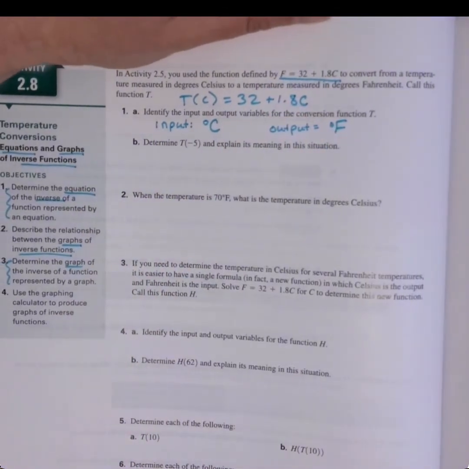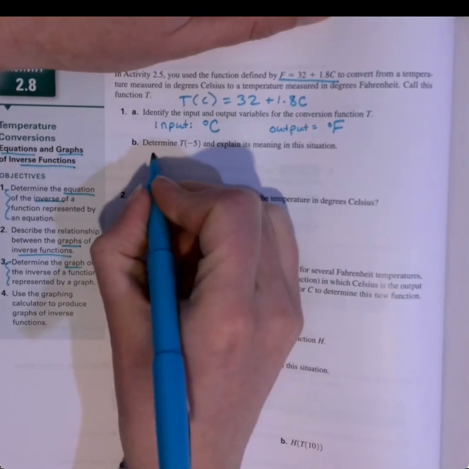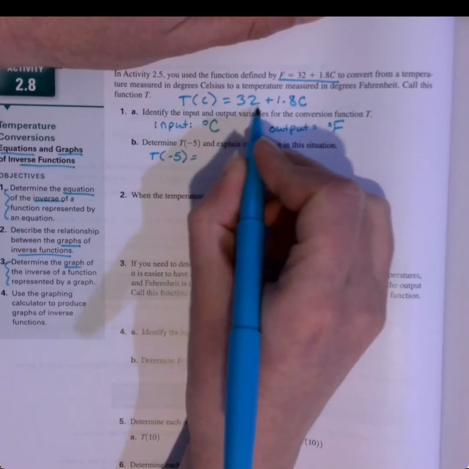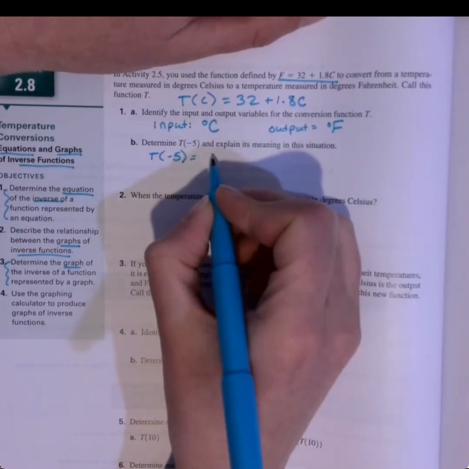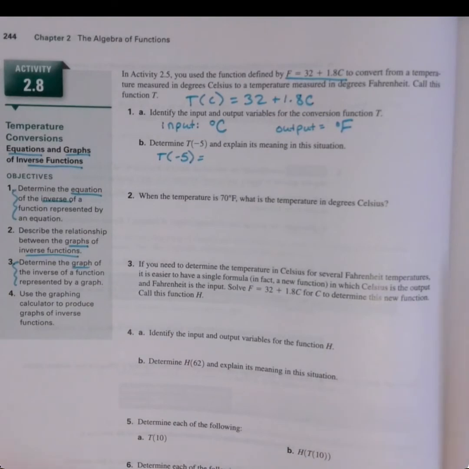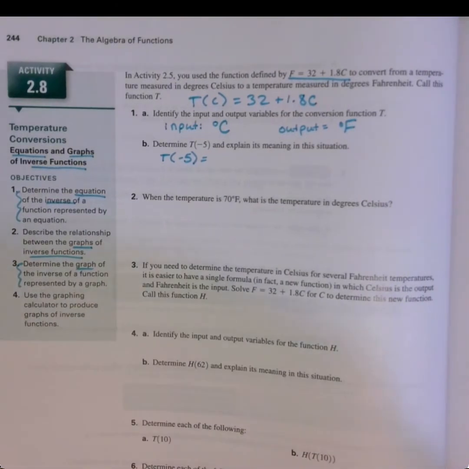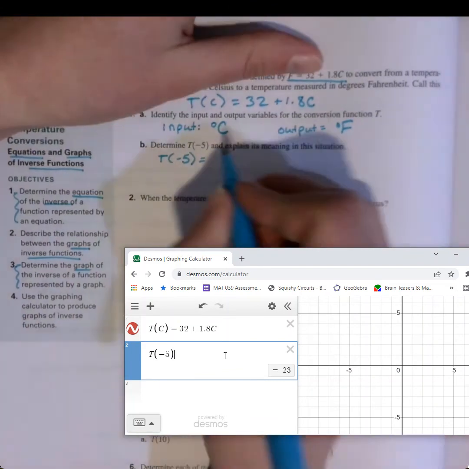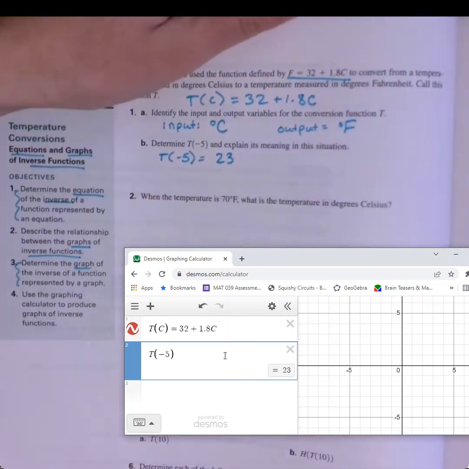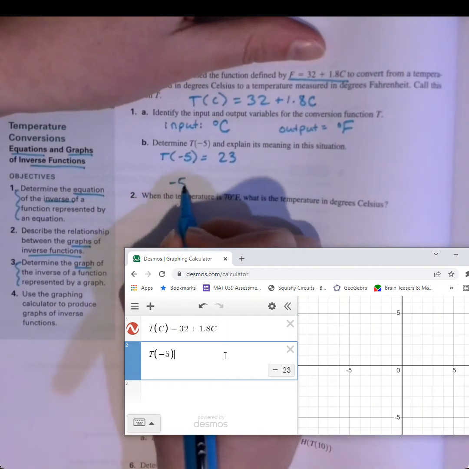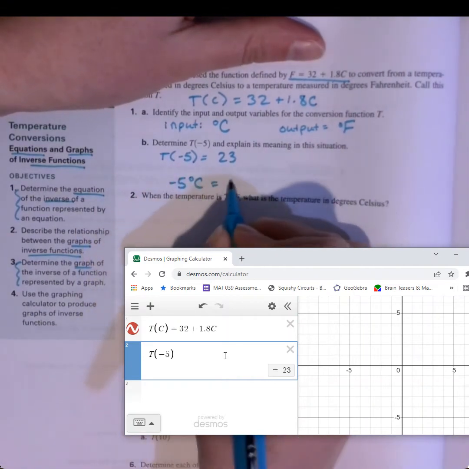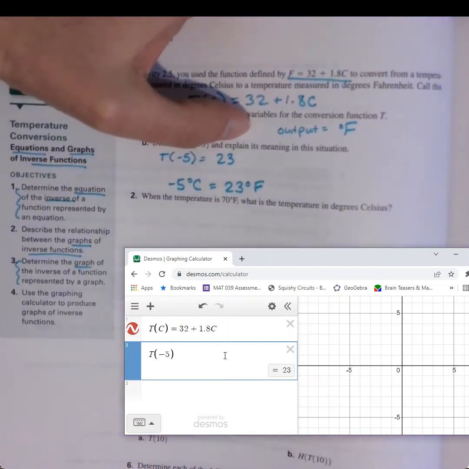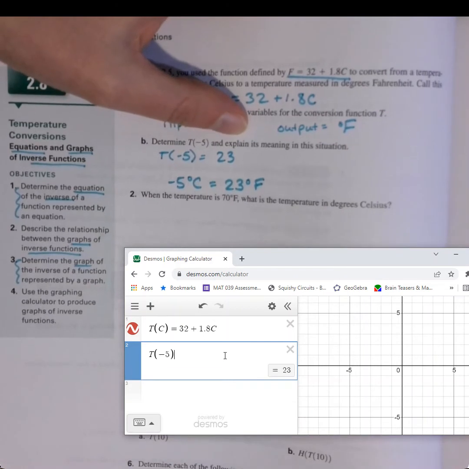So determine T of -5 and explain its meaning. So T of -5, I'm going to have 32 plus 1.8 times -5, or I can go ahead and just input this function. And I should see that T of -5 is 23. And so this means that -5 degrees Celsius is equal to 23 degrees Fahrenheit. So that would be the explanation of its meaning, putting the units with those values.